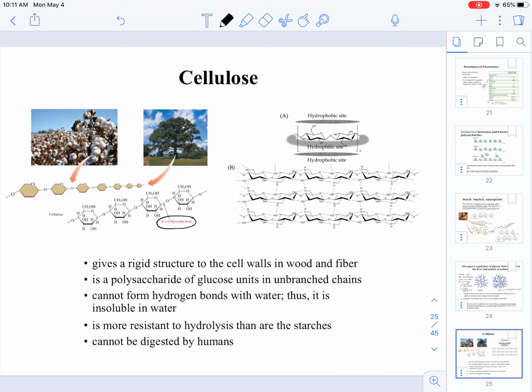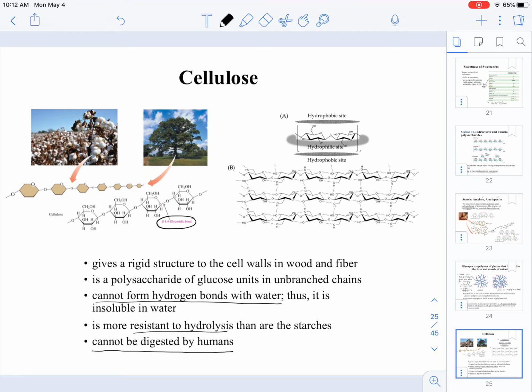So understand that cellulose is not something that we can hydrolyze. Because this molecule is resistant to hydrolysis, we cannot process it and obtain sugar molecules from it. That's why we cannot digest it. One of the important features that separates cellulose from these other molecules is that it cannot form hydrogen bonds with water. It can hydrogen bond with itself, but it doesn't do it with water. So that's why cellulose is insoluble in water.